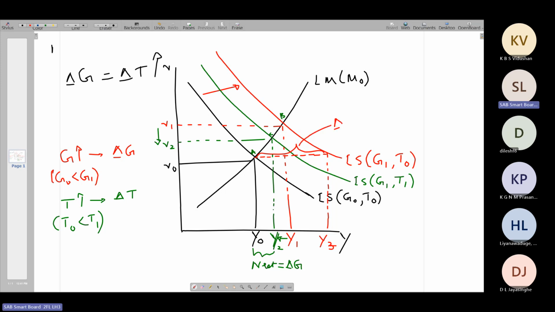That is given by delta G into 1 over 1 minus B, right? 1 over 1 minus B is the multiplier. That is the total change from Y0 to Y3. That explains the Keynesian multiplier, right?